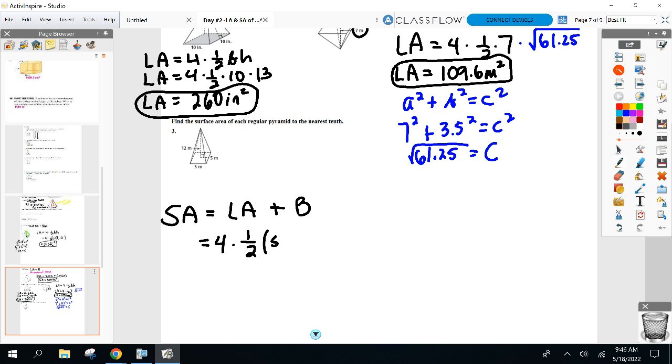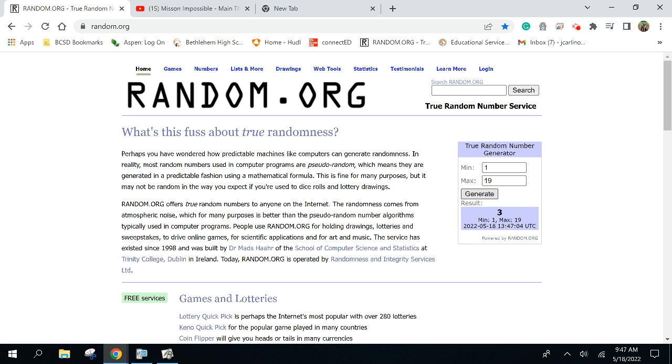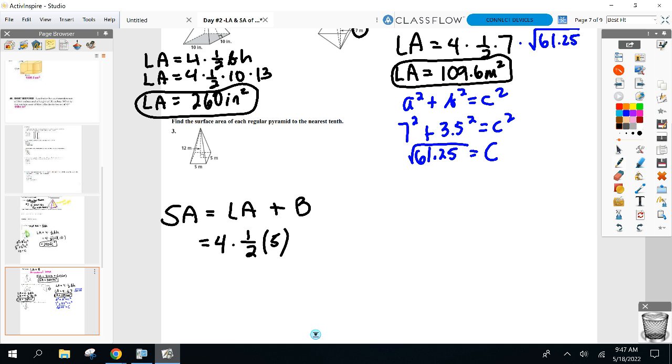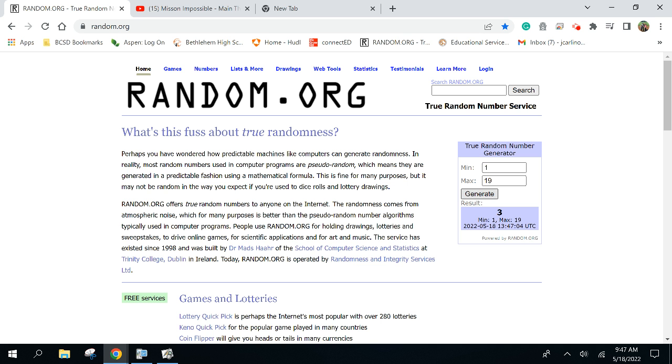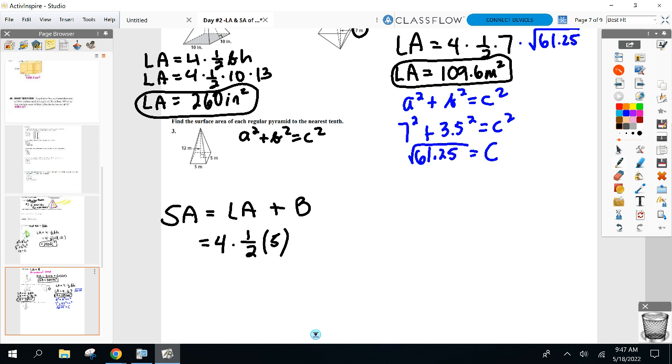5. Can I use that 12 they're pointing to? No, cannot. That's the height of the pyramid, not the height of the triangle. So Pythag again, right, everyone? Pythag. Let me know what's going into Pythag here. Little help with Pythag.